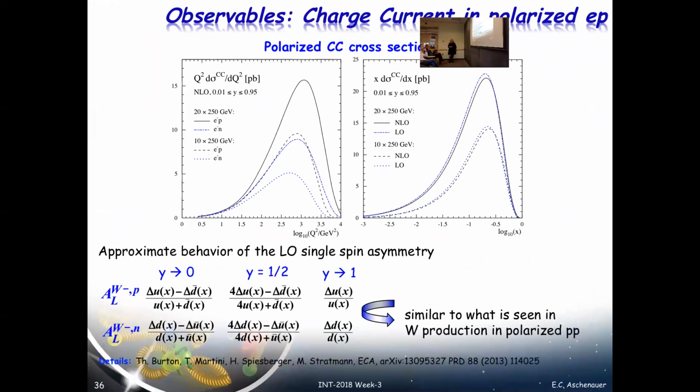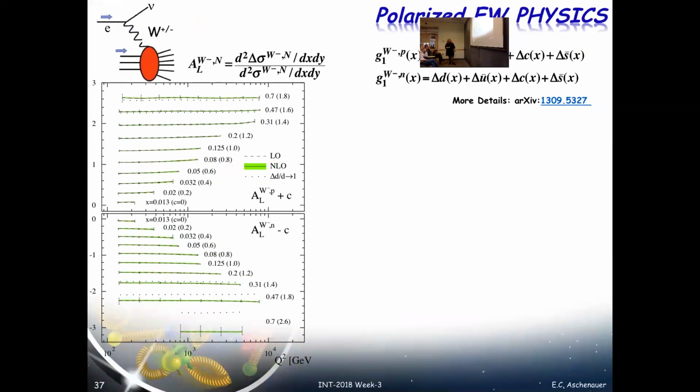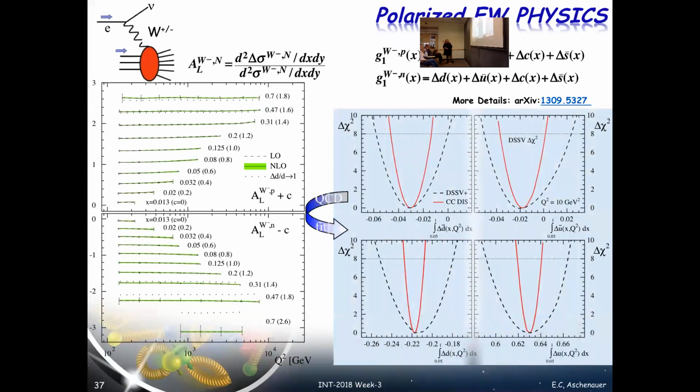So the last one is polarized charged current. We published a paper on this a long time ago. You see here the cross-section, which you have for different things. We have done proton and neutron by doing a neutron target. That is the polarized cross-section, those are the structure functions which you define, and that is how well you would constrain the light and charm quarks from this.